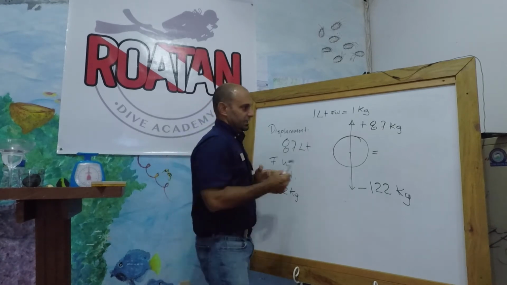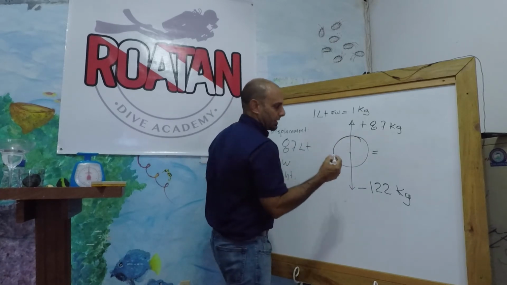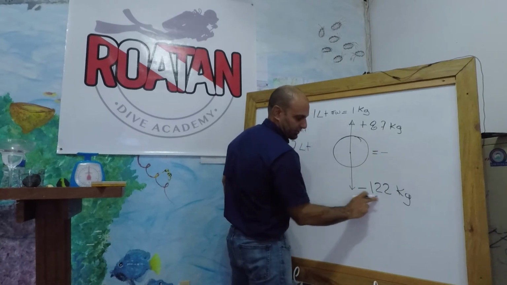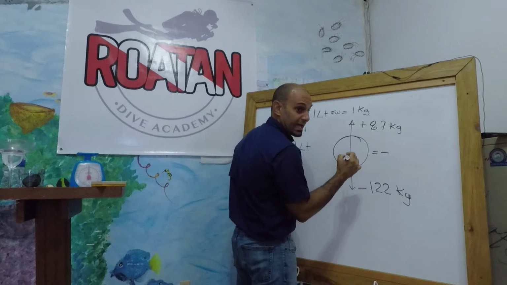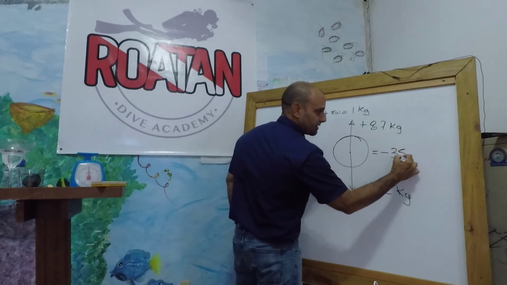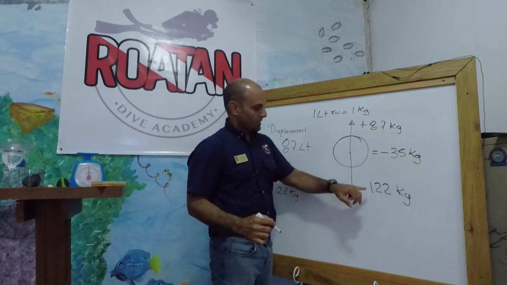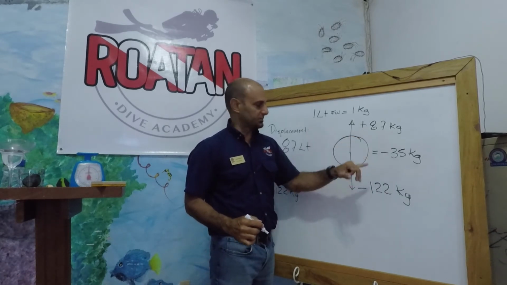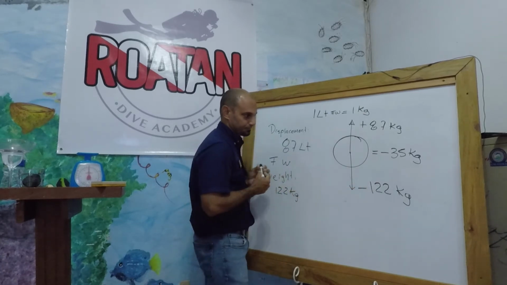object. If we add these two, we come out with a resulting force that is going to be negative because the larger force is the weight. Right? So it's going to be negative and it's going to be 35 kilograms. This number comes out of 122 kilograms minus 87 kilograms. And we know it's negative because this is the largest force.